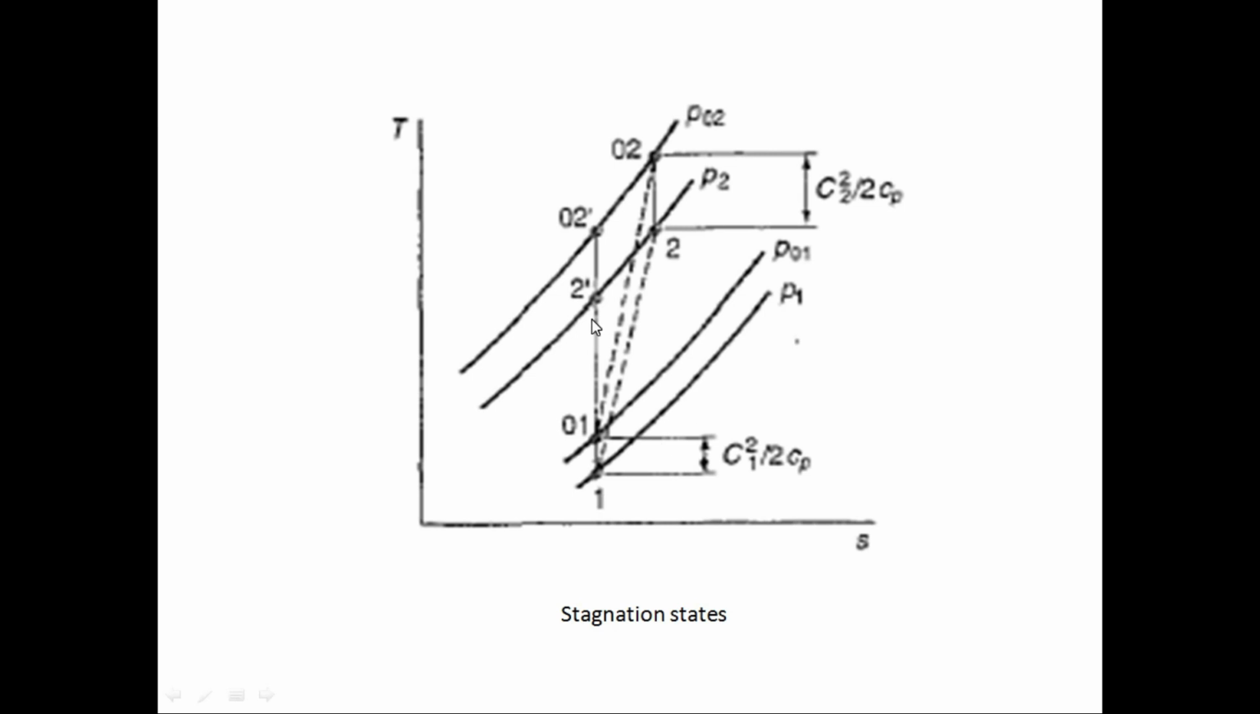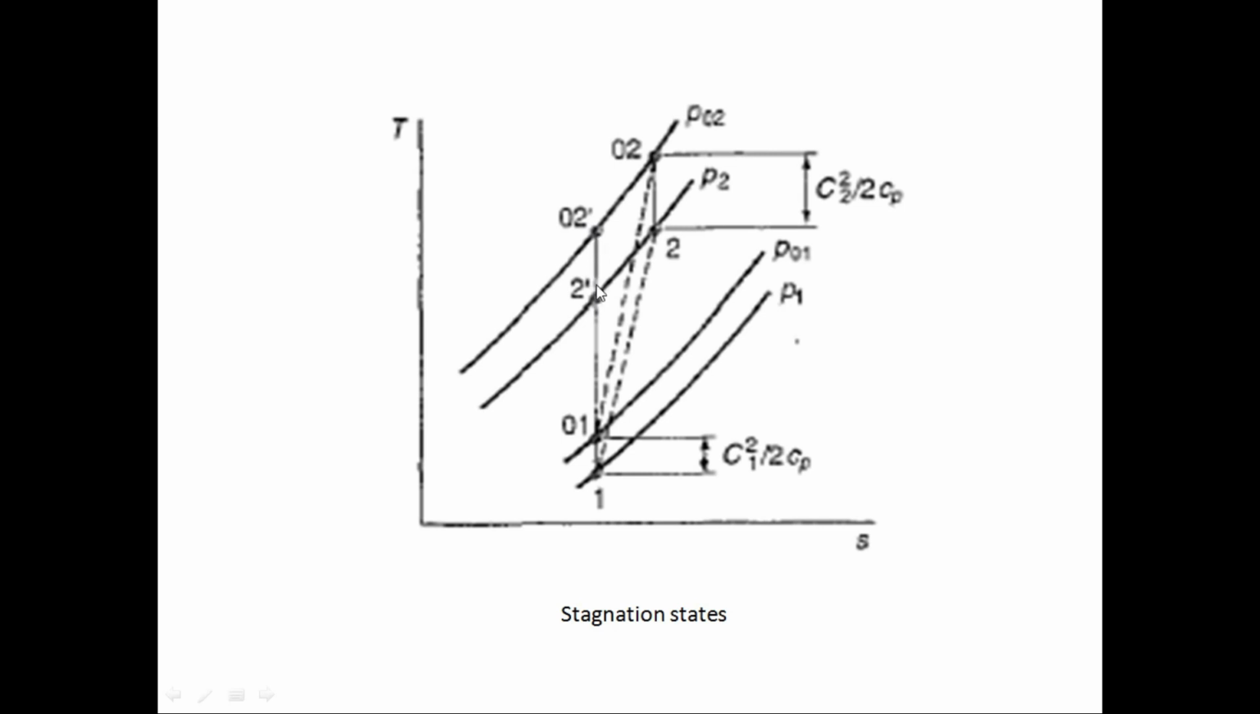So moving from state 1 to state 2 dash, but in the case of the actual process, the lines are represented by these dotted lines. So the state will appear at a point represented by 2, which is located higher than 2 dash, because there is a change in entropy. As a result, the rise of temperature in the actual process is higher as compared to the isentropic process. Similarly, the stagnation state for the isentropic one is represented along this vertical line.